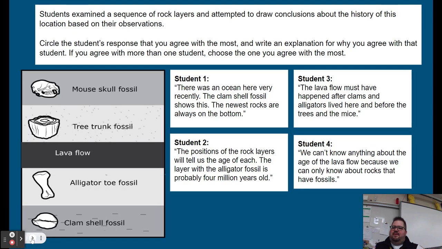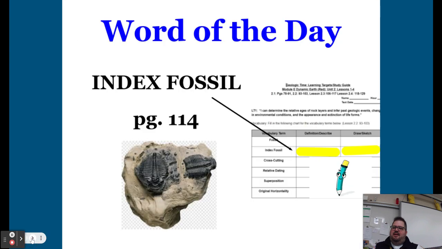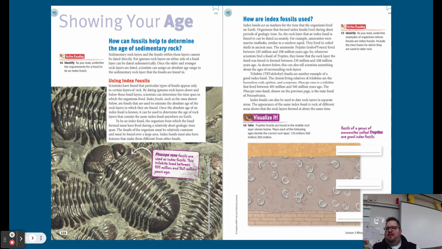So what are index fossils? How do we use index fossils? Index fossils essentially are fossils that will give us an exact date on something. We'll define index fossil on our packet or study guide. Like it says right in the textbook, index fossils are fossils that are going to give us more of an absolute date versus a relative date.